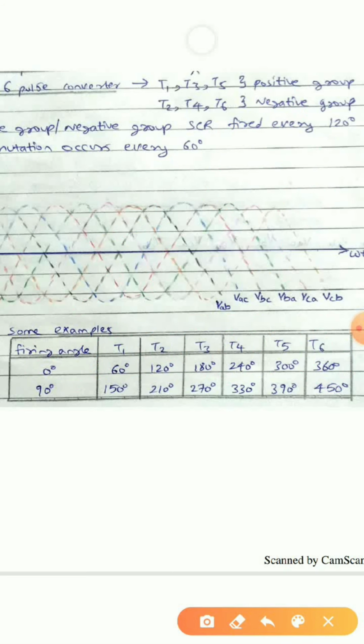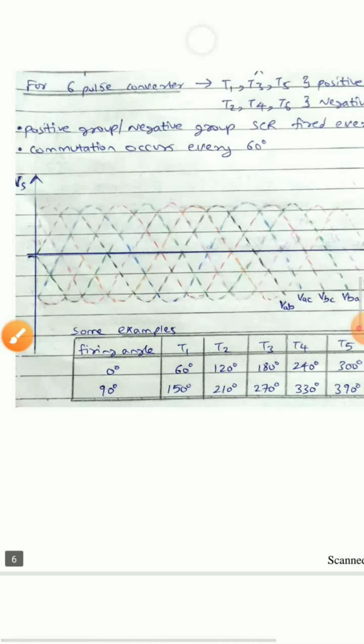For example, if I am considering 90 degrees as the firing angle, 90 plus 60 is 150. T1 will turn on at 150, plus 60, at 210 T2 will turn on, plus 60, at 270 T3 will turn on, and similarly at 450 degree T6 will turn on. Now this we have to keep in mind.